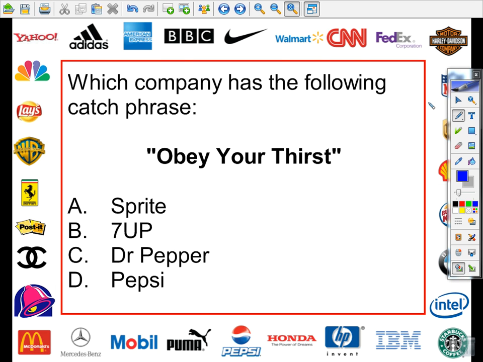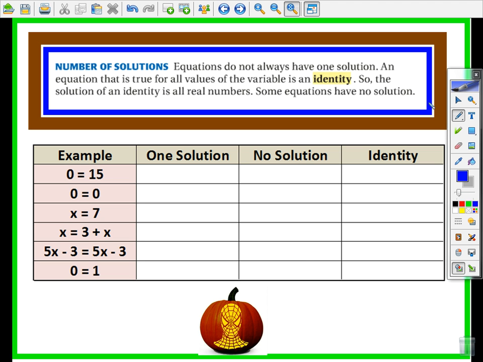All right, so you can come back to this in a minute. Let's go to this little activity. Equations do not always have one solution. An equation that is true for all values of the variable is an identity. An identity is another way to say infinitely many solutions. So the solution of an identity is all real numbers. Some equations have no solution.